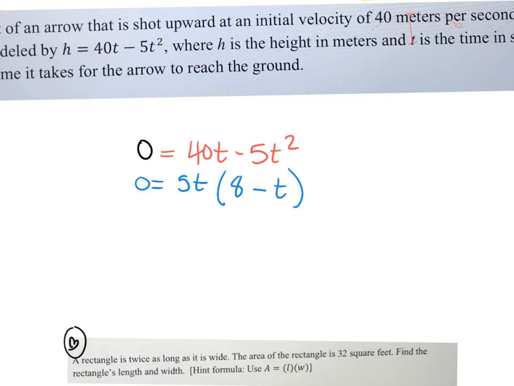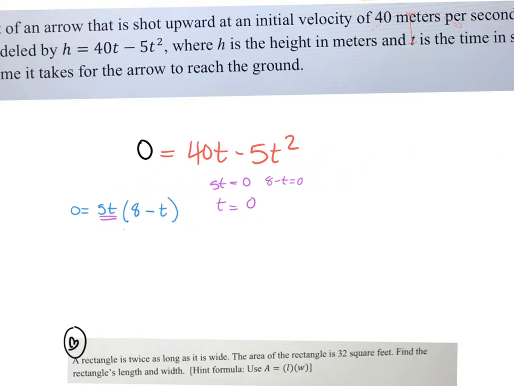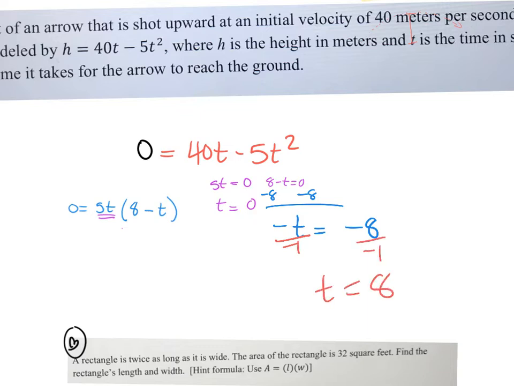Now that I have factored, you set each part equal to 0. So I'm going to set 5t equal to 0, which means that when I solve my first equation, my first answer, t is 0. And then I'm going to set 8 minus t equal to 0. And when I solve this one, I am going to subtract 8 on both sides. I get negative t is equal to negative 8, so that means that positive t, if I divide everything by negative 1, is equal to 8. That means it's going to take 8 seconds to reach the ground.